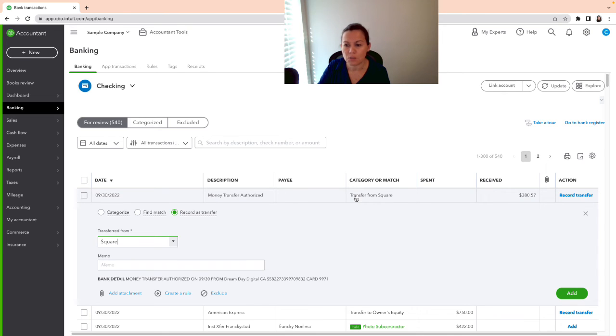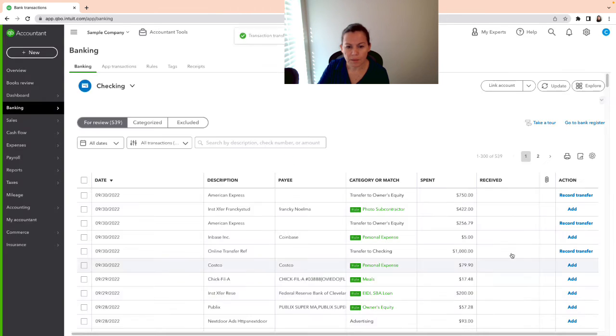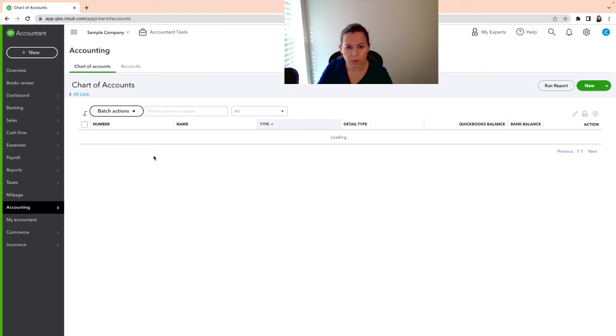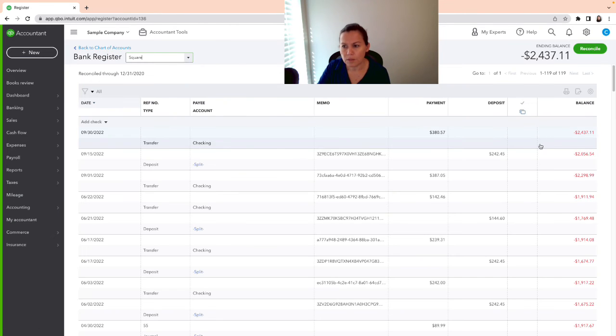So let's do this one. And this number is 380.57. We're just gonna recreate the numbers here. So this is how Square bank is gonna work. Okay, so we're gonna add this transaction in Square bank. Okay, it's a transfer, by the way. So if you go into Square bank here, you're gonna see that as a deduction, right?